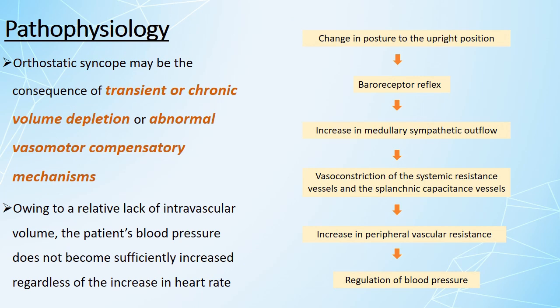So then coming to pathophysiology. What happens in orthostatic syncope? It can be due to transient or chronic volume depletion, or it may occur due to abnormal vasomotor compensatory mechanisms. Coming to the first one, that is transient to chronic volume depletion, which may occur due to any of the predisposing factors like starvation or physical exhaustion, etc. In that case, there's a relative lack of intravascular volume. Therefore, there is reduced blood pressure.